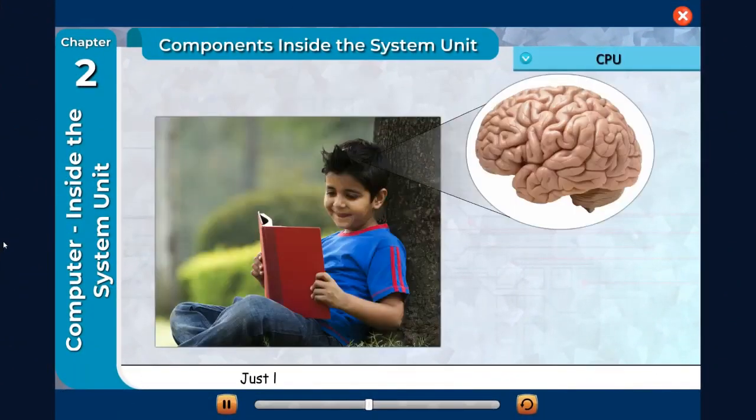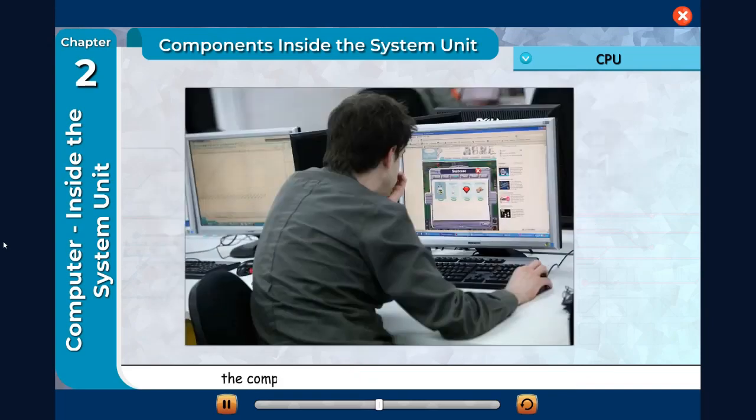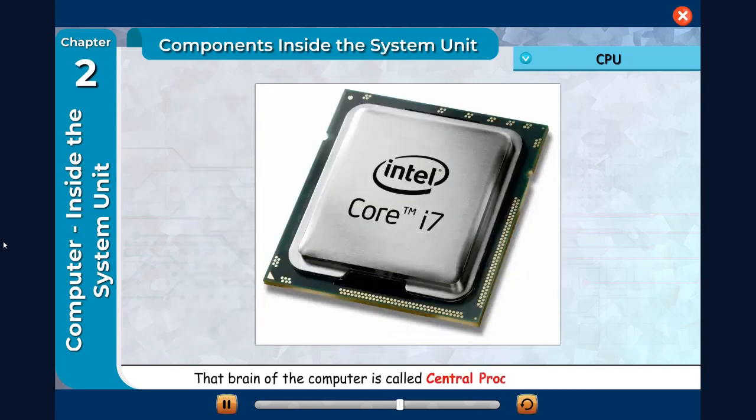The computer also has a brain which controls its every part. That brain of the computer is called Central Processing Unit (CPU). All devices that are connected to the computer first communicate with the CPU in order to carry out a task. CPU is also called processor or microprocessor.